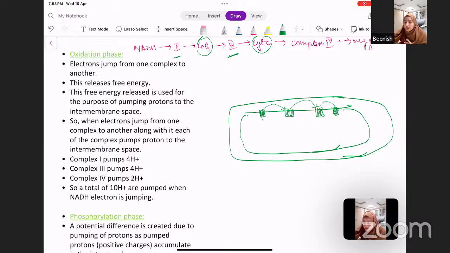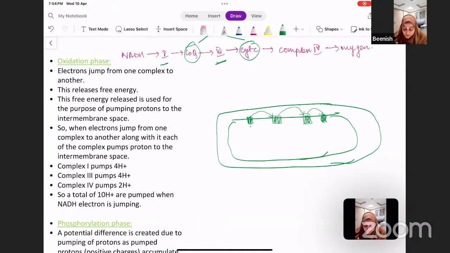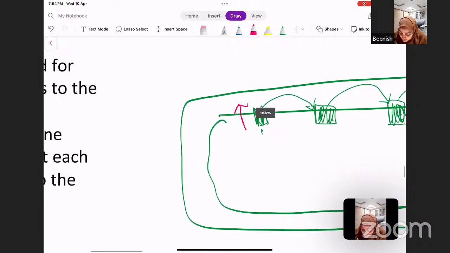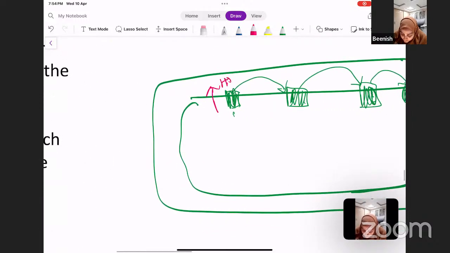Okay, the diagram is not to scale. This is only for explanatory purposes. So when electrons are jumping, what is happening? Free energy is being released. This free energy is used to pump protons. From the matrix, your protons are being pumped into the intermembrane space, like this.